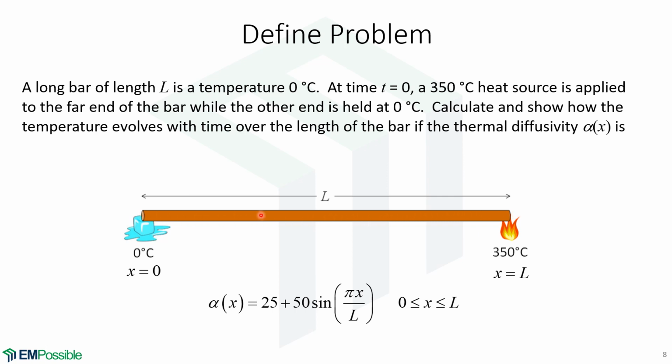So it's a thin bar, so we have what is essentially a one-dimensional problem. Here's how we're quantifying the thermal diffusivity as a function of distance along the bar. We're holding one end on ice, so this end is held exactly at 0 degrees centigrade. At some point, at time 0, we're going to apply heat to this end and hold it exactly at 350 degrees C. So on that end, at time 0, it will go immediately from 0 to 350 degrees C. The question is, what does the temperature look like across the bar as a function of time?